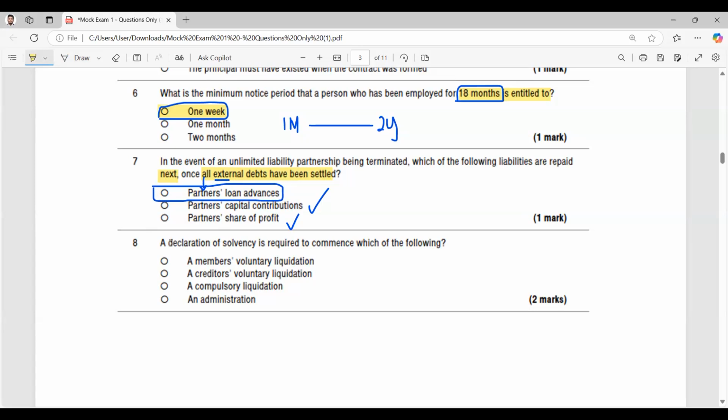Then in the next question, they're asking: a declaration of solvency is required to commence which of the following? A declaration of solvency is only required when you are going for a member's voluntary liquidation. In all the other liquidation processes, you don't need a declaration of solvency. If you are voluntarily deciding that you need to close down your business, then we need a declaration of solvency. You need to prove that your business is solvent. But in all the other cases, it is not required. In a creditors' voluntary liquidation, you don't need to provide a declaration of solvency. In a compulsory liquidation situation also, you don't need to provide one. And if it is an administration process, of course, it is also not. So the declaration of solvency is applicable only when a member's voluntary liquidation is required.